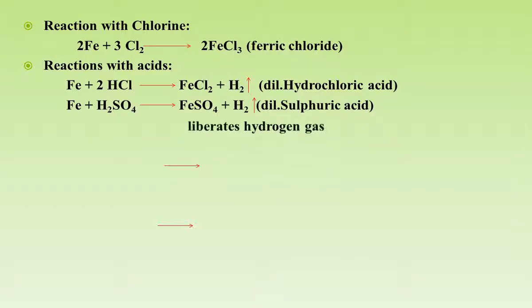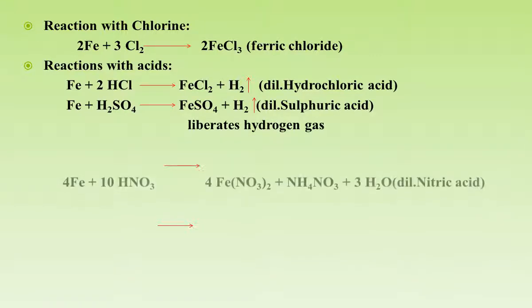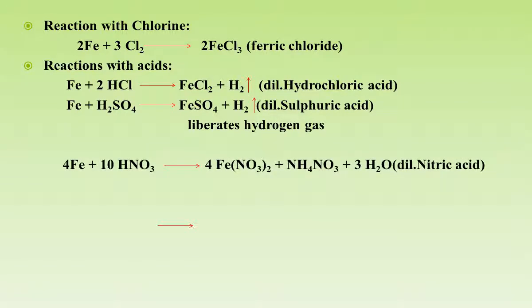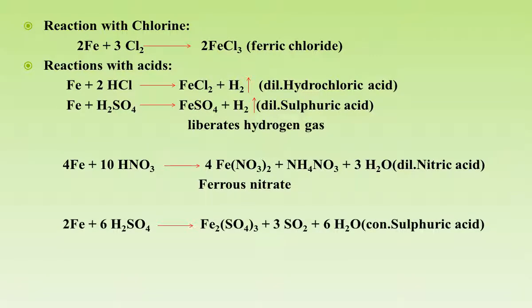And if you see dilute nitric acid, in this condition ferrous nitrate will be formed. If this iron is reacted with concentrated sulfuric acid, ferric sulfate is formed. So ferric sulfate will be formed when it is reacted with concentrated sulfuric acid, along with sulfur dioxide.